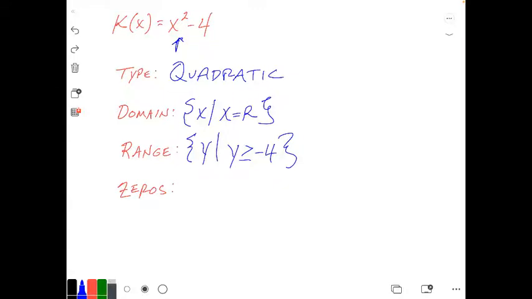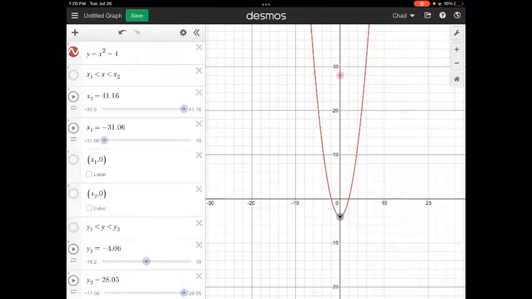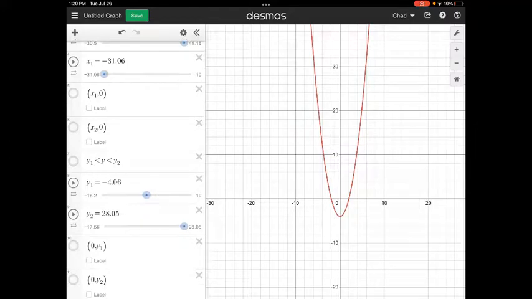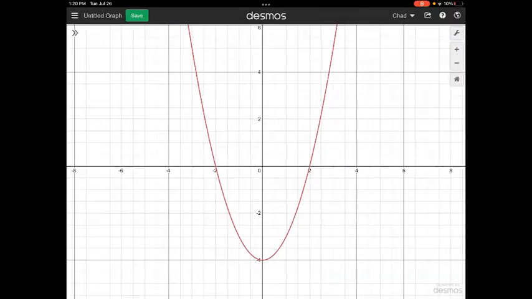And then the zeros, I'm going to get from, let me turn some of this stuff off. The zeros are going to be where the graph crosses the x-axis. I'm going to zoom in a little bit more on there. It looks like it's negative 2 and positive 2. In order to do that, I'm going to hit the line, and I see 2 little gray dots pop up on that line. If I tap on those gray dots, those are my zeros. So my zeros are negative 2 and positive 2.